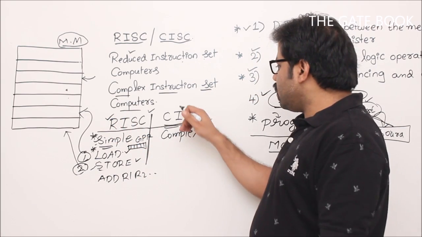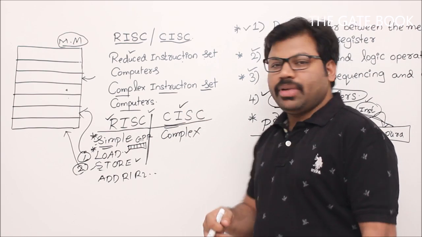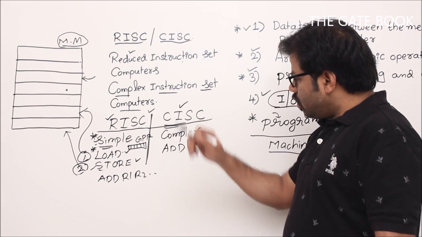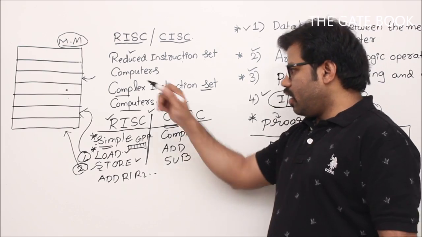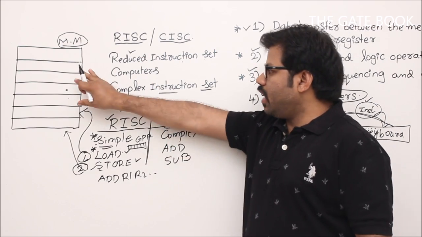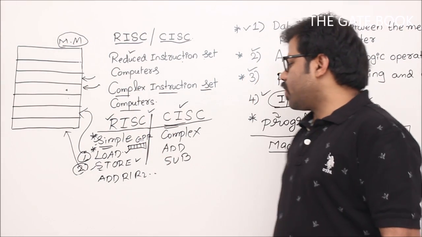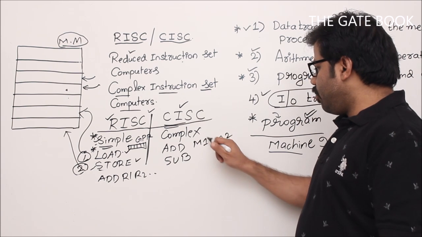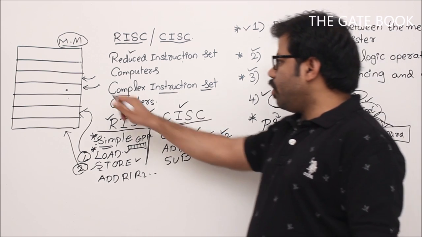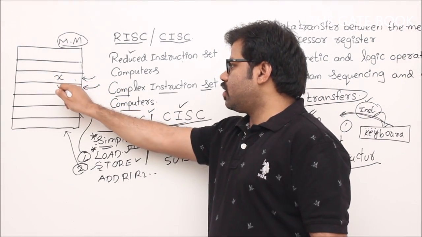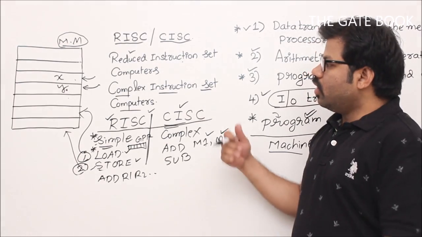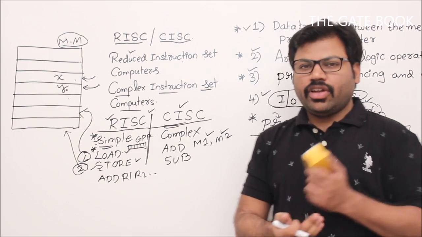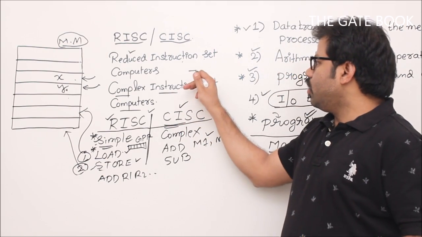Now in complex instruction set computers, we will be having additions and subtractions on main memory operands directly. That means we might do it like this: add memory 1 comma memory 2, where memory 1 and memory 2 are nothing but the memory locations where you have operands. And by the way, operand means where you are going to perform the operation. When you are doing an operation like addition, you need operands, right?